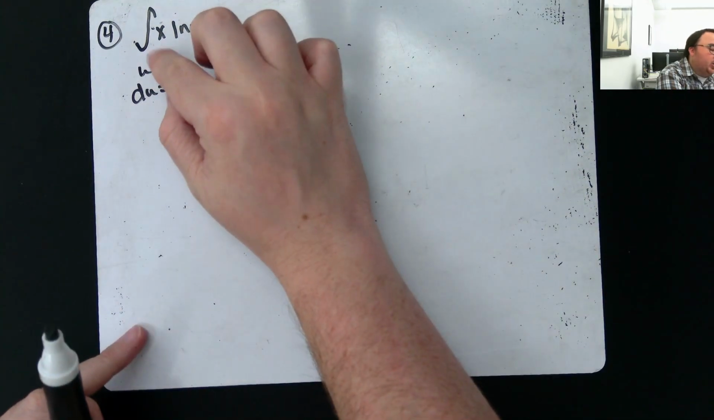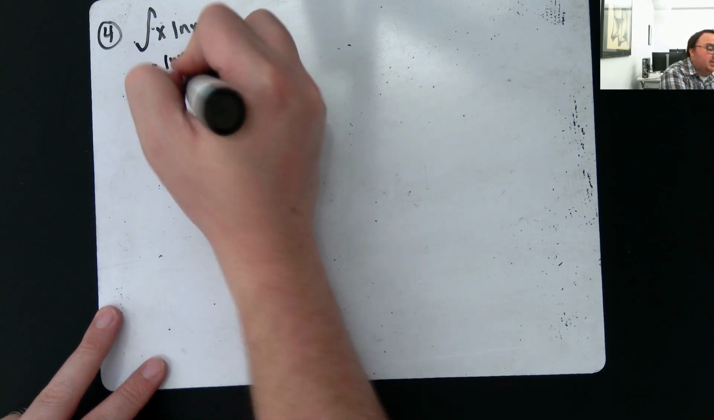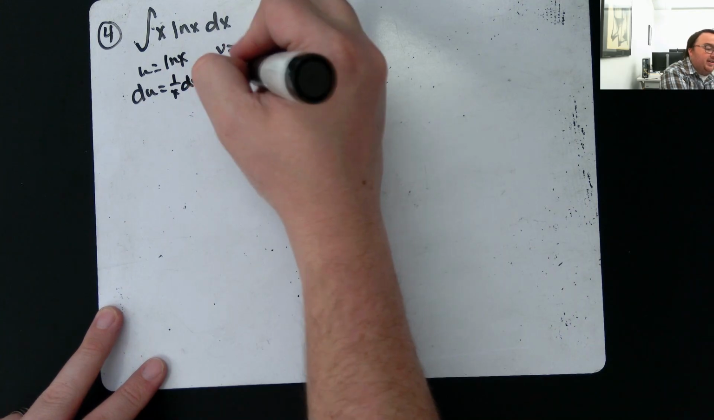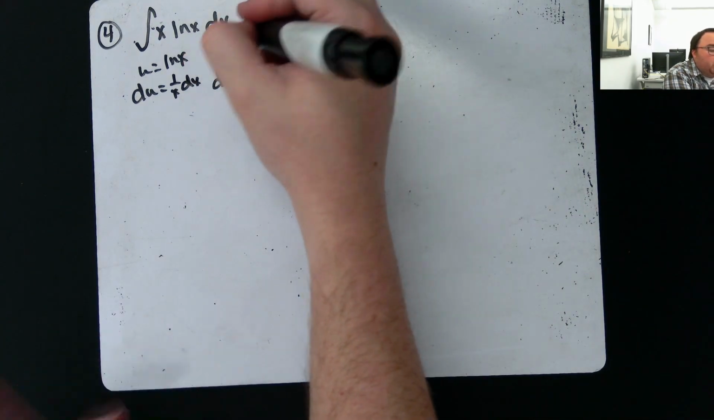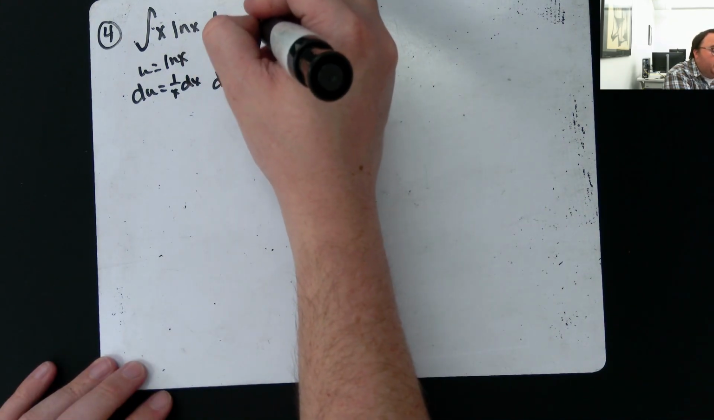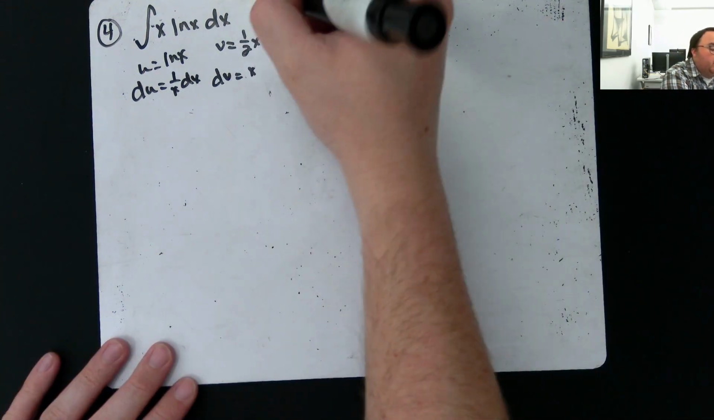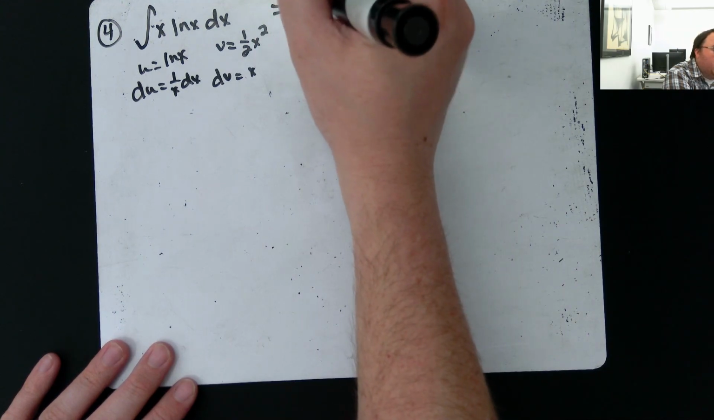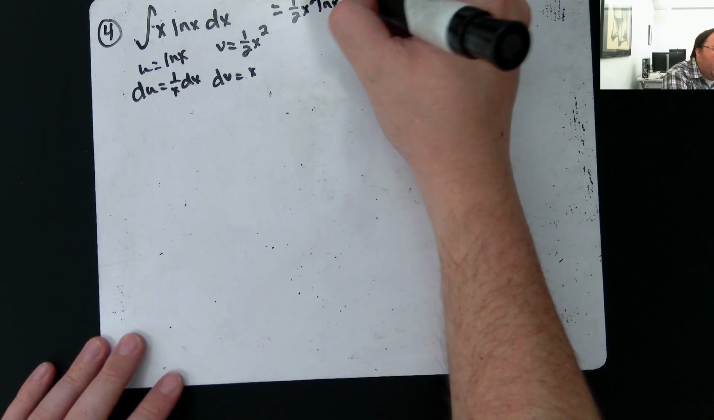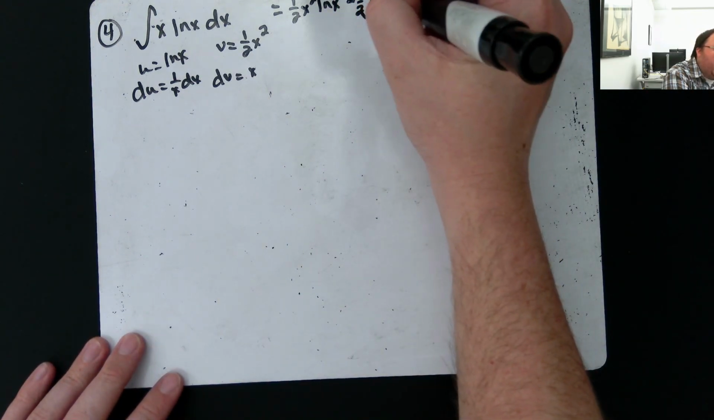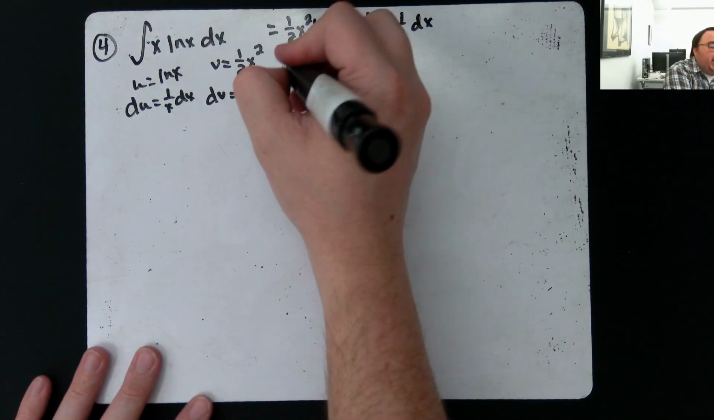So instead, u has to be the natural log of x, which would make du 1 over x dx. Therefore, dv is going to be x. Take the antiderivative of that, x to the negative 2 over 2, which is 1/2 x squared. So now work this out. uv would give me 1/2 x squared natural log of x minus the integral v du, which would give me 1/2 x squared times 1 over x dx. Well, that's really nice because x squared times 1 over x is just x.